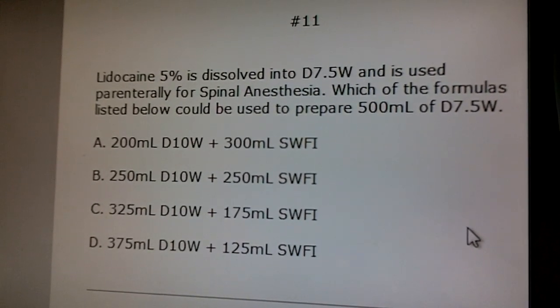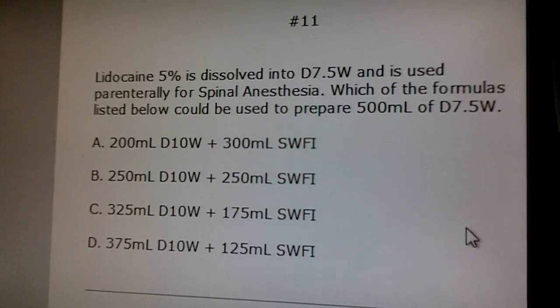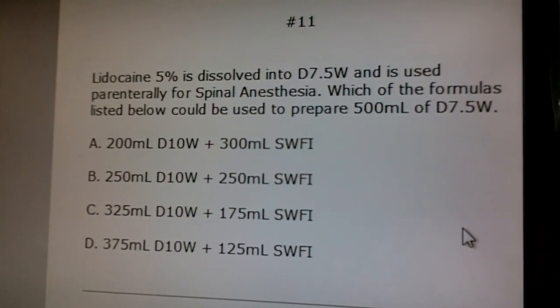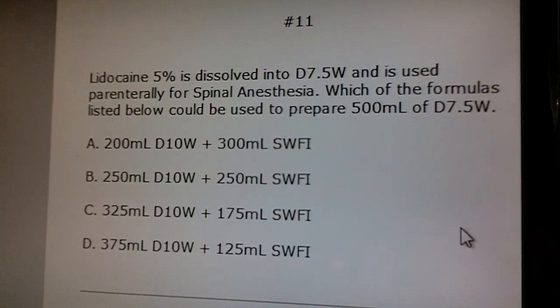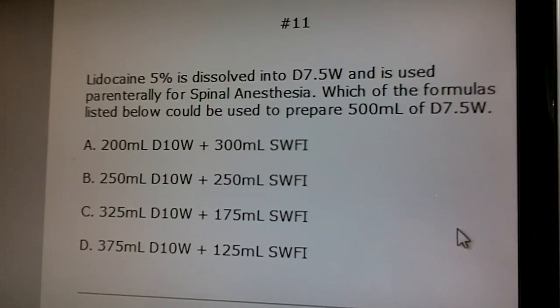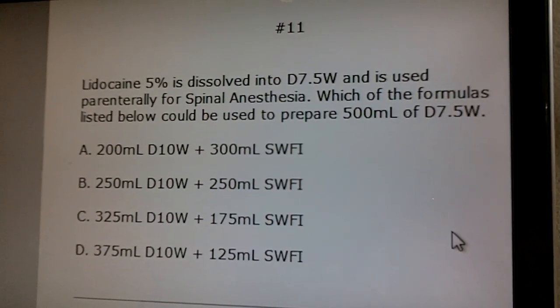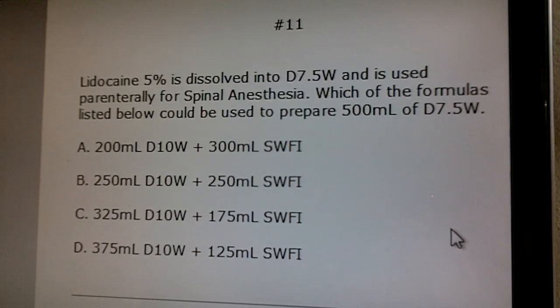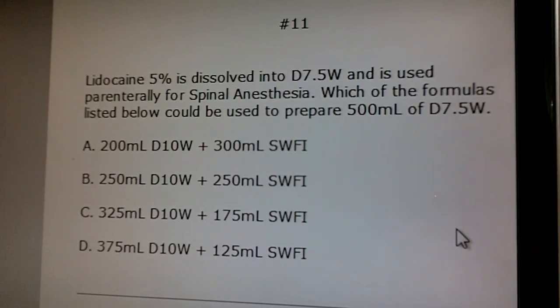And it asks, lidocaine 5% is dissolved into D7.5W and is used parenterally for spinal anesthesia. Which of the formulas listed below could be used to prepare 500 milliliters of D7.5W?